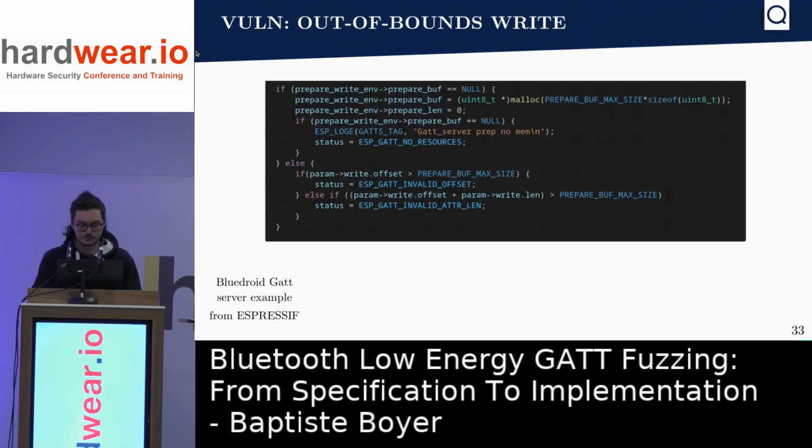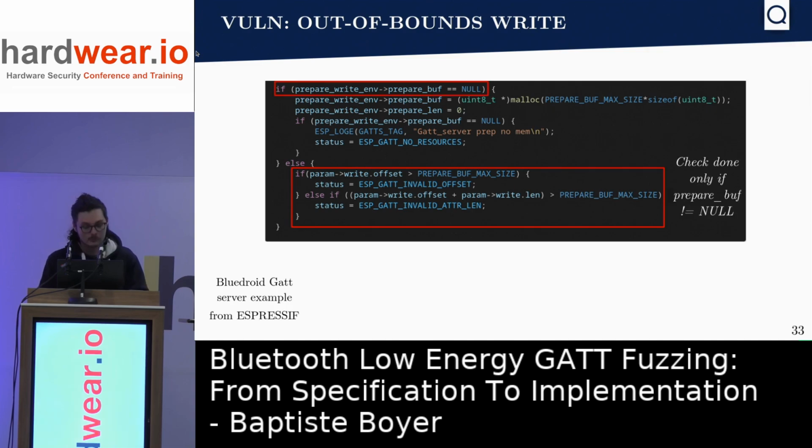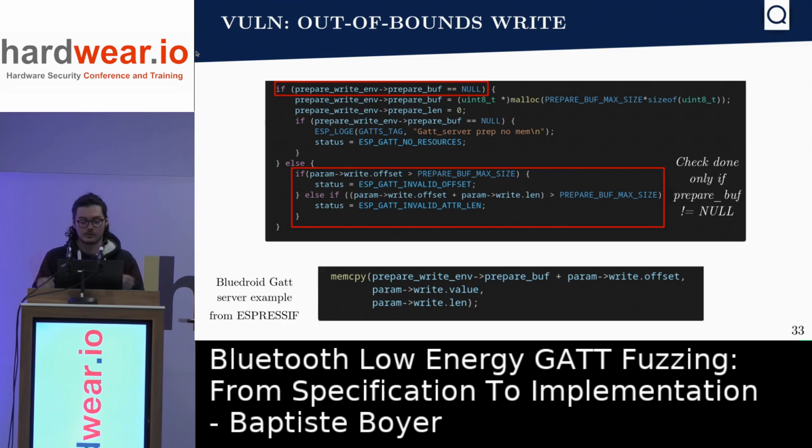So let's say ESP32. In the code example to spawn a GATT server, we have these two checks that are done on the offset and on the offset plus the length of the value we want to write. Okay, that's nice. But these checks are performed only if the prepared buffer is not null. That means that the first prepared write request will not have its parameters checked. And for sure, just after this section, there is this beautiful memcpy where we control both the offset and the value. So we have an out-of-bounds write.